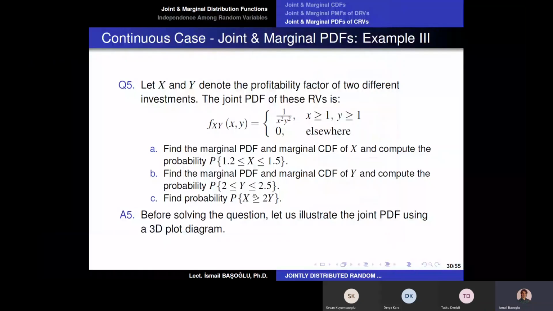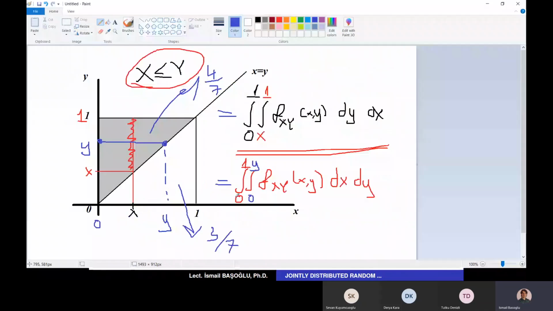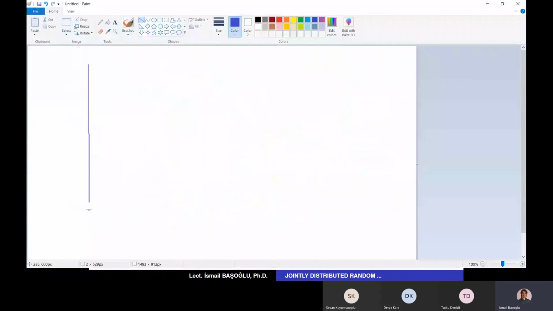Find the probability of x being greater than or equal to 2y. Now this part is tricky. Let me draw you a picture. Let me erase everything here. So I have again my two-dimensional base of the distribution.